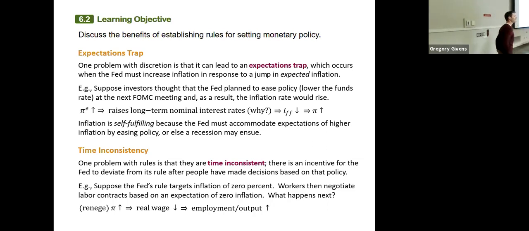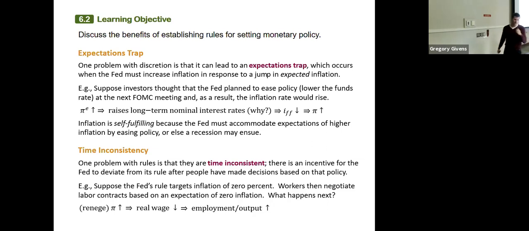The Fed has been able to boost employment and output, and therefore increase economic growth by fooling the private sector, by promising to implement zero inflation, but after spending and contract decisions have been made, generating some amount of surprise inflation, okay?